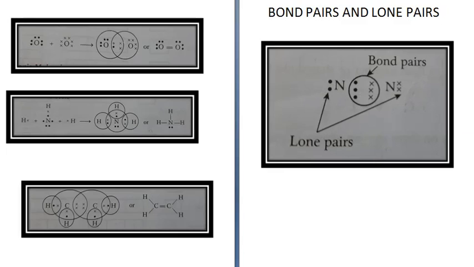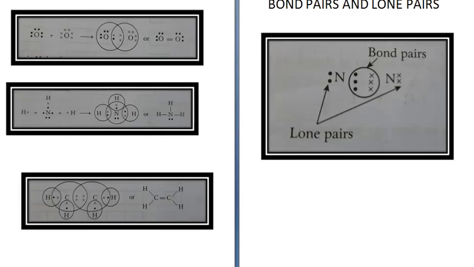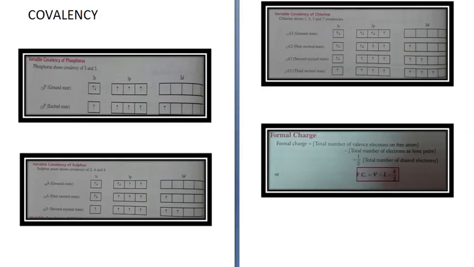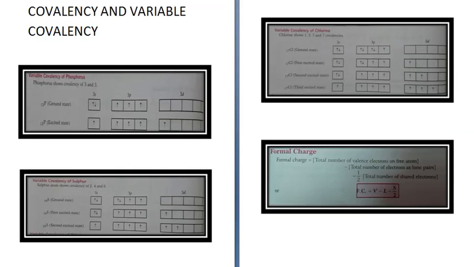Next we come to covalency and variable covalency. Just like electrovalency, there is covalency. Covalency is the number of electrons contributed by an atom of an element for sharing with another atom in order to achieve noble gas configuration. The usual covalency of an element, except for hydrogen, is equal to 8 minus the number of the group to which the element belongs. Hydrogen always has a covalency of 1.